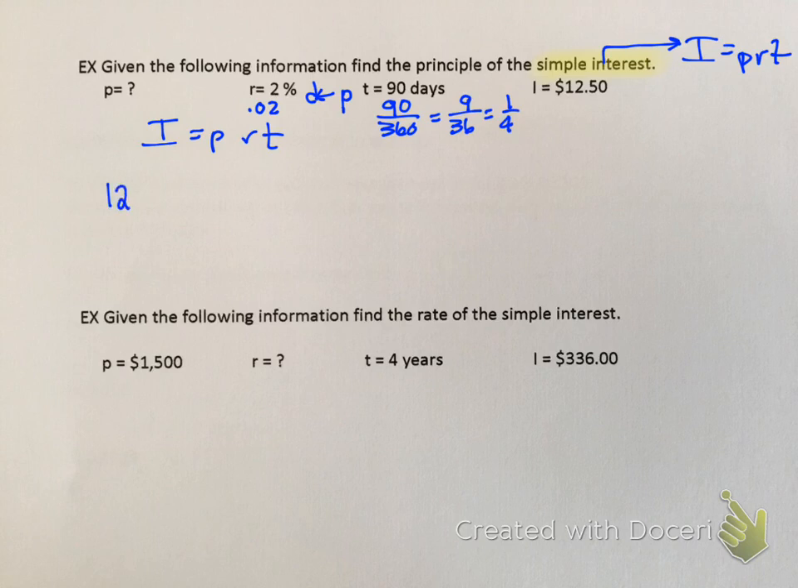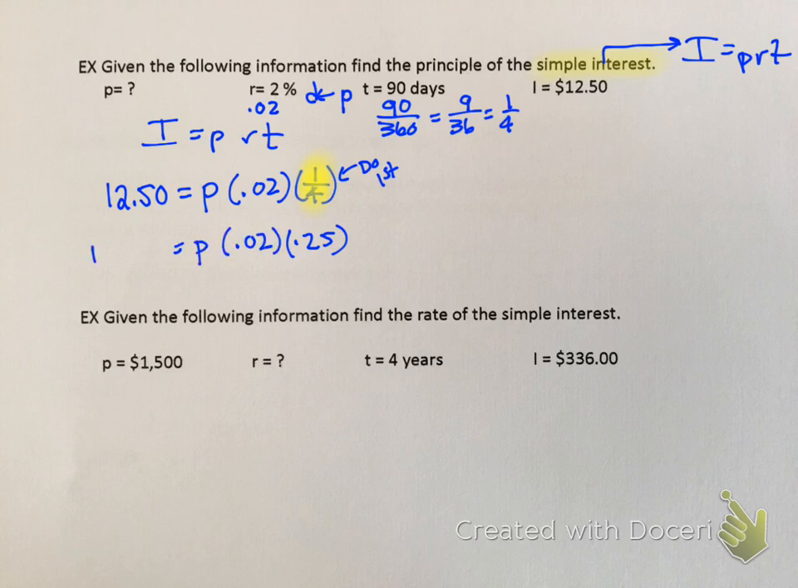Interest is $12.50. Principal unknown, so I leave that as P. The rate is 0.02, and the time is 1/4. So once again, do the division first. So 1 divided by 4 is 0.25. So I'm going to take 0.25 times 0.02, and then I'm going to write out what that value is. Okay? So 0.02 times 0.25 gives me 0.005 times P, and it equals 12.50.